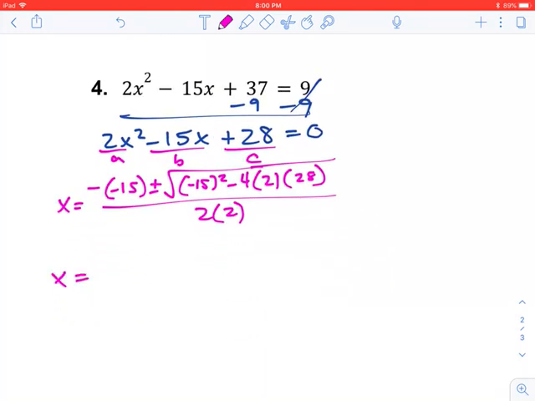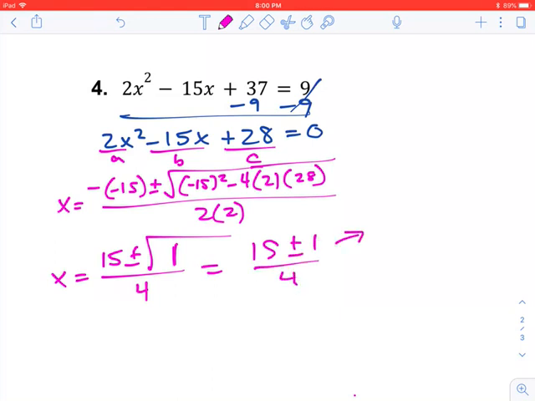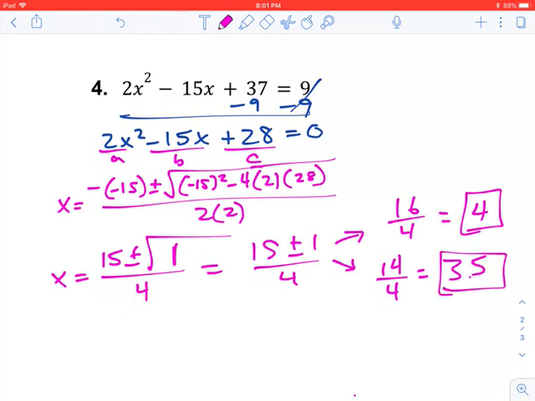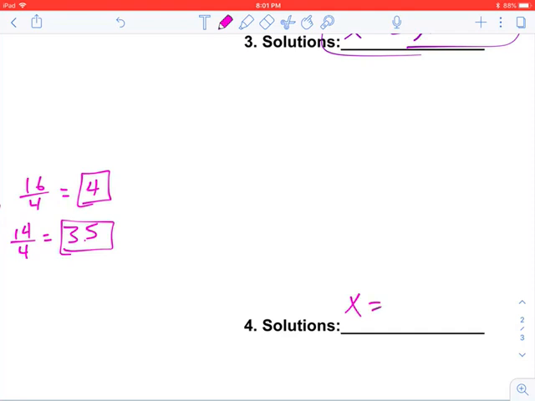And so, one by one, I've got positive 15 plus or minus the square root of 15 squared minus 4 times a times c. So I get 1 there over 2 times 2 is 4. And so in this case, I've got the square root of 1 is just 1 over 4. So split it up. I've got 15 plus 1 is 16 divided by 4. 15 minus 1 is 14 divided by 4. And so I've got 4 for one answer, and then that's going to be 3.5 for my other answer. And there's my two answers. x equals 4, x equals 3.5.